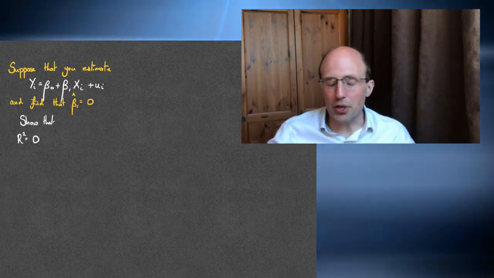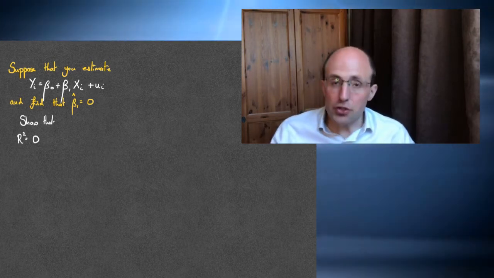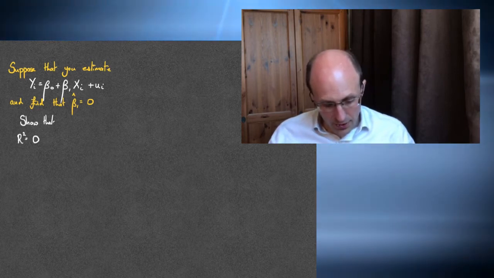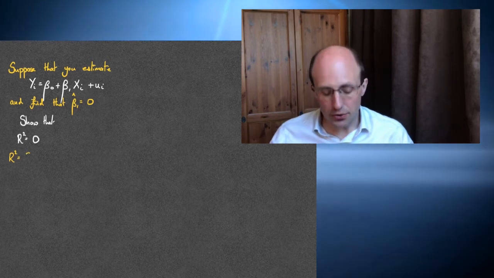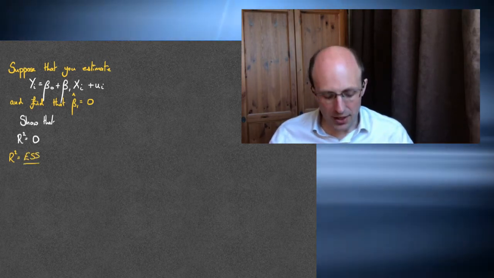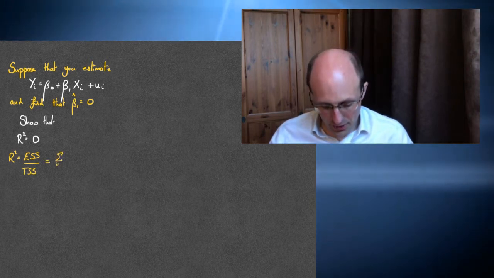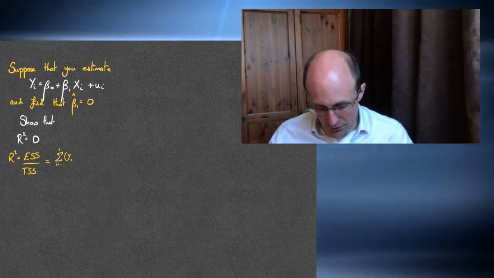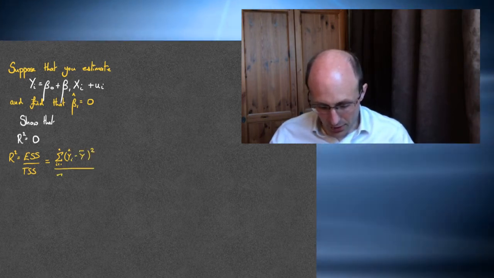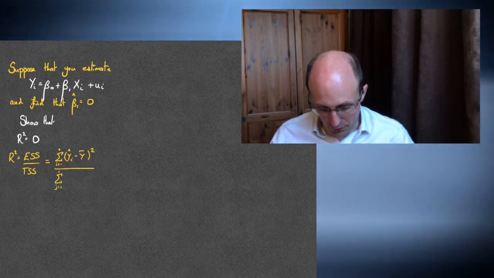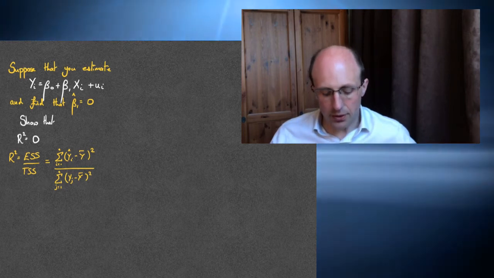You already probably know this answer, but just to illustrate what the student would see, it might be that we start off by writing down that the R squared is equal to the explained sum of squares over the total sum of squares, which is equal to the sum of the yi hat minus y bar squared over the sum of the yi minus y bar squared.